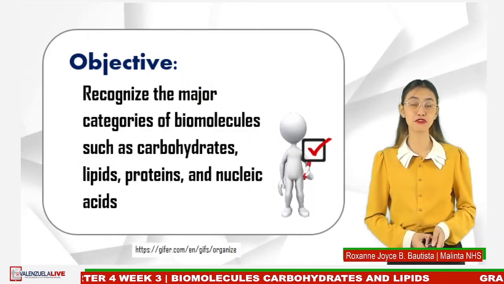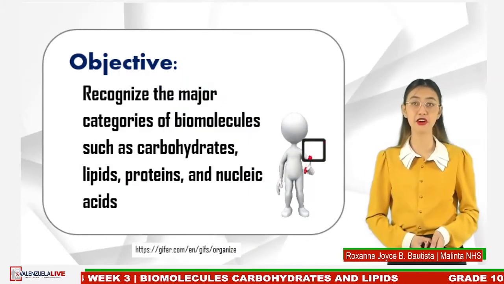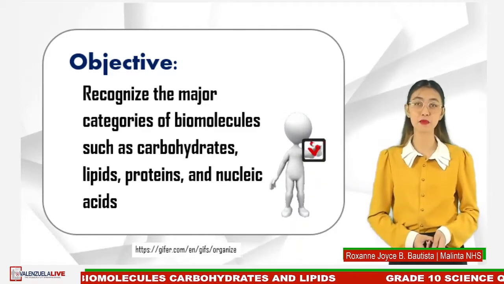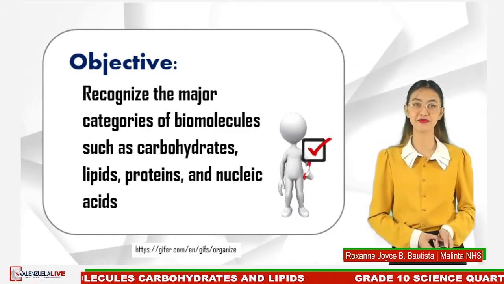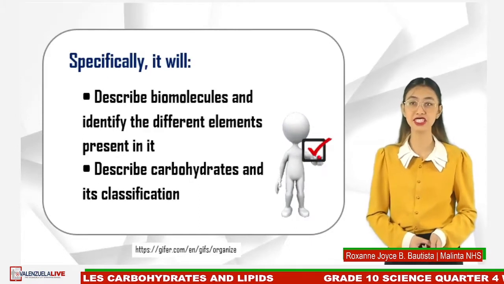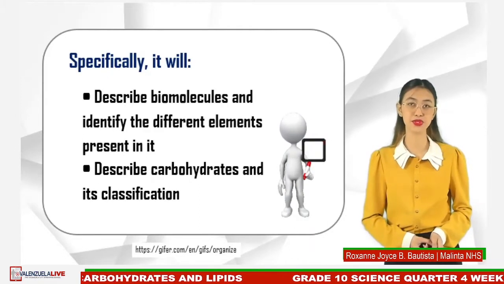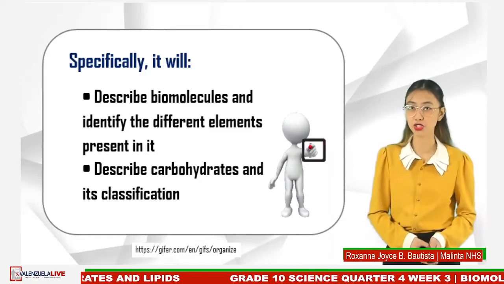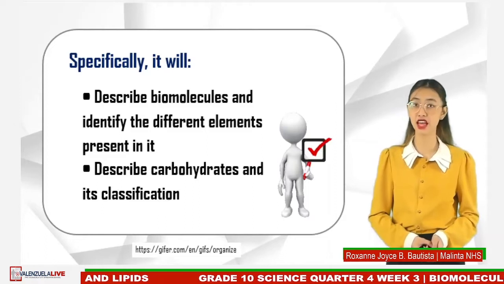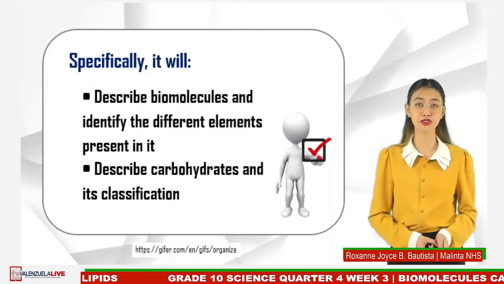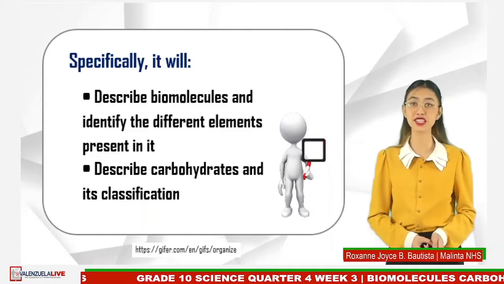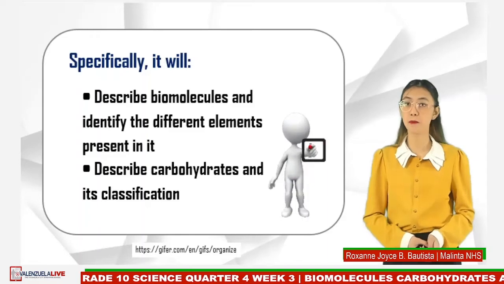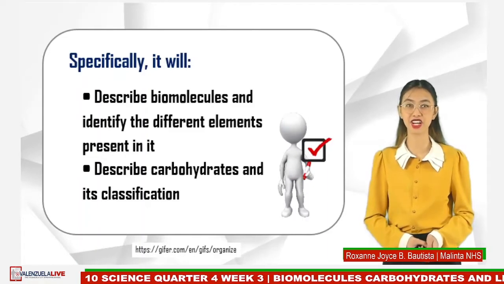This module will focus on recognizing the major categories of biomolecules such as carbohydrates, lipids, proteins, and nucleic acids. Specifically, it will describe biomolecules and identify the different elements present in it. It also describes carbohydrates and its classification. It will also describe lipids and differentiate the two classes of lipids. And lastly, it will identify biomolecules based on the result of physical and chemical tests.